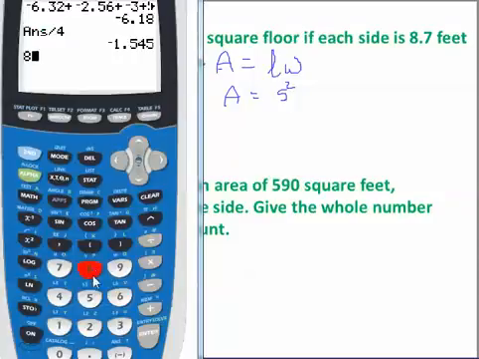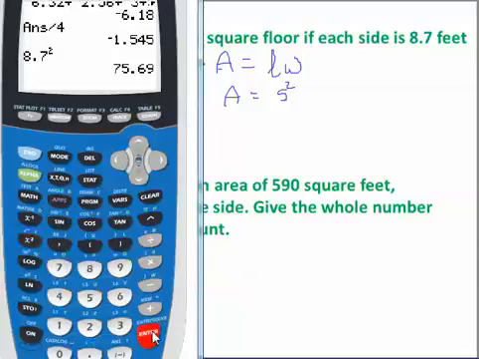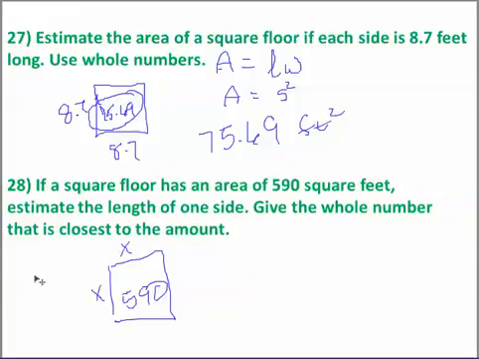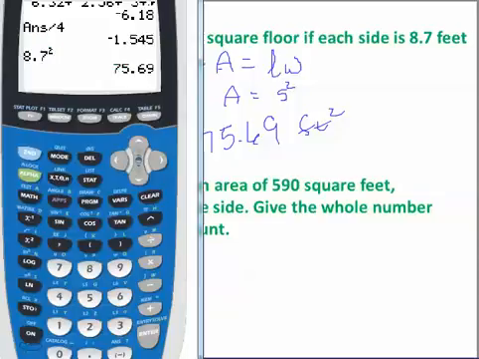I'm going to get 75.69. That is a rotten 7. But my average area is 75.69. And if these are feet, then it is feet squared. Now this next one kind of goes the other way. It's telling us that we know that the area is 590. So they're saying what times what, knowing that those two numbers have to be the same, gave me 590. How do I find that?